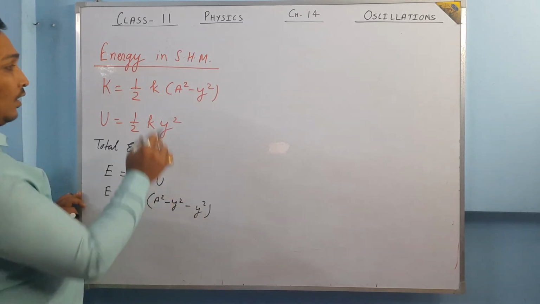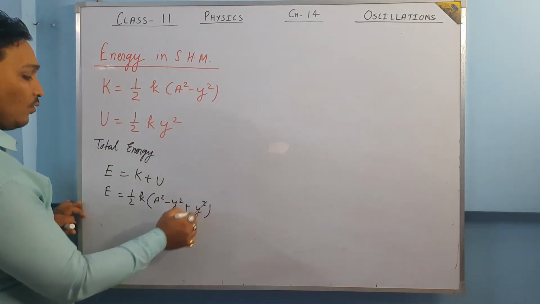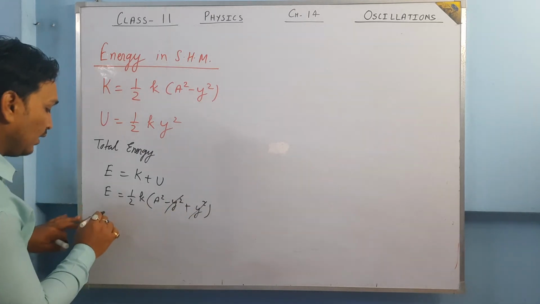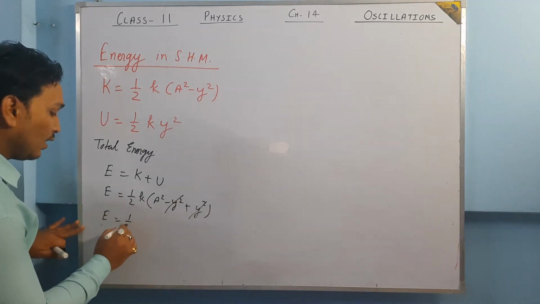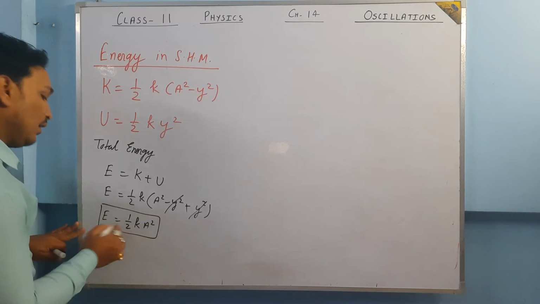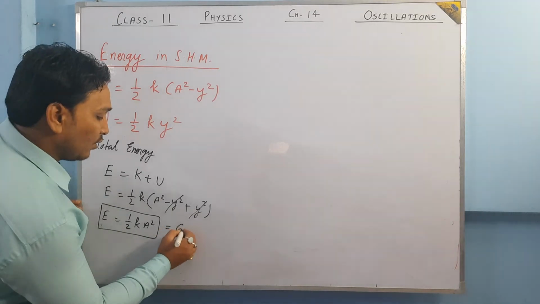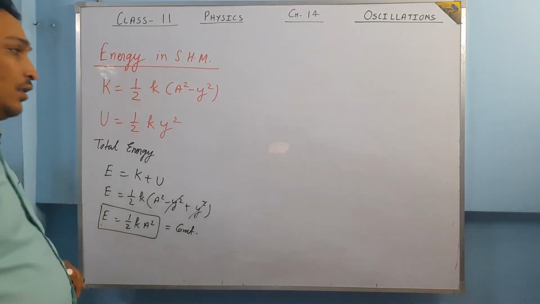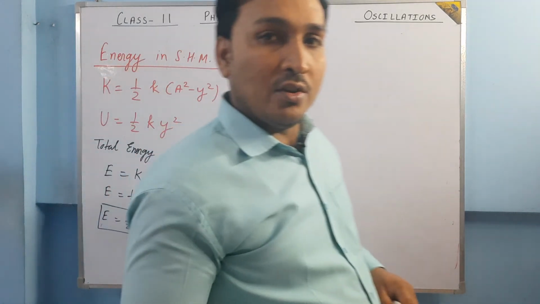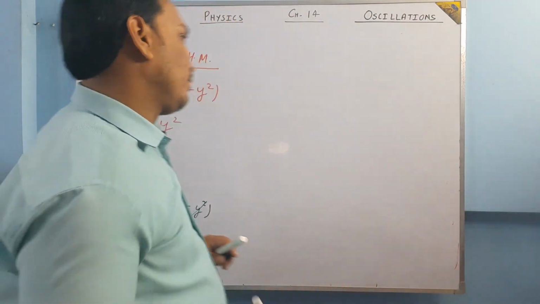Okay. A square minus y square plus y square, because the plus sign is there. So y square and y square will be cancelled out, and the total energy comes out to be half k a square. The thing is, it does not depend upon y. So basically, total energy remains what? Constant. Total energy remains constant.